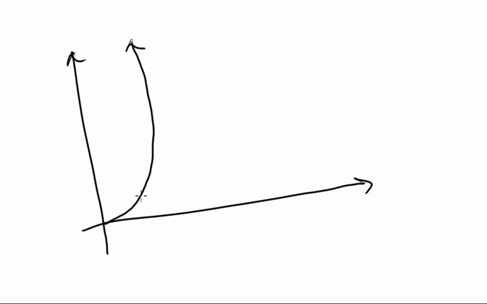We have this point right here, and let's call that 1, 1. And let's call this 2, 4. Again, this is y equals x squared. Now, I want to find the average rate of change between these 2 points.